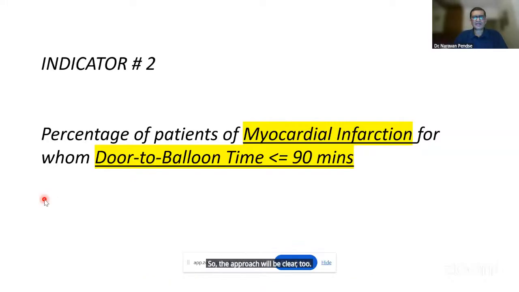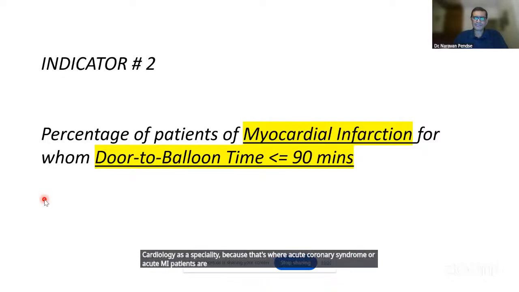So this indicator is for myocardial infarction patients. The first one was also to do with cardiology. This one has also to do with cardiology as a specialty, because that's where acute coronary syndrome or acute MI patients are getting admitted.